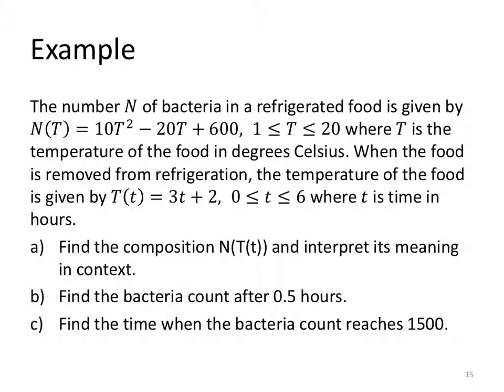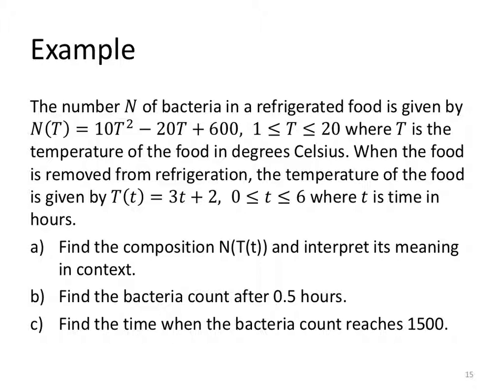Alright, so a word problem example. The number n of bacteria in refrigerated food is given by n of capital T equals 10T squared minus 20T plus 600, where capital T is between 1 and 20, and it's the temperature of the food in degrees Celsius.